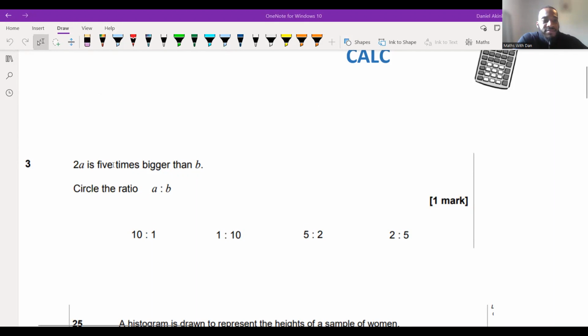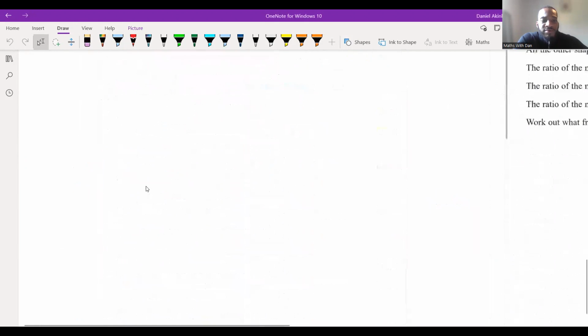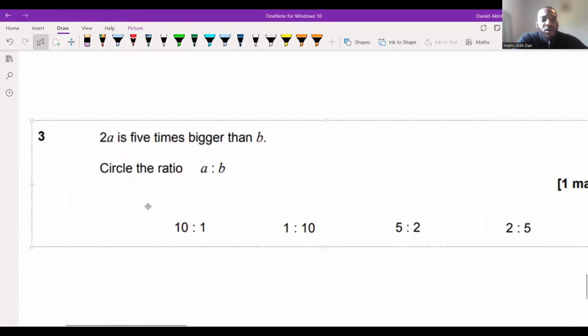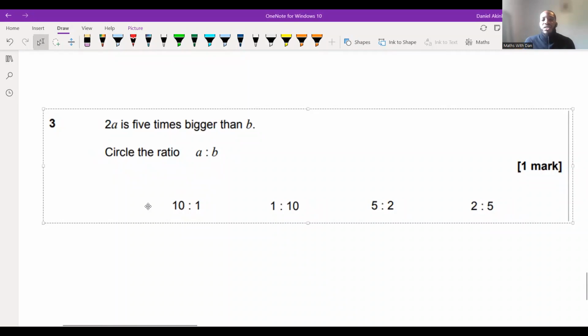So I'm going to put this here. Copy. All right. Now, we've got this here. Now, for me, I've got a sentence here. 2a is 5 times bigger than b, right? And we need to circle the ratio a to b. Now, this sentence here is some sort of algebraic sentence. It's one of those statements where you can translate it into some sort of mathematical equation, right?